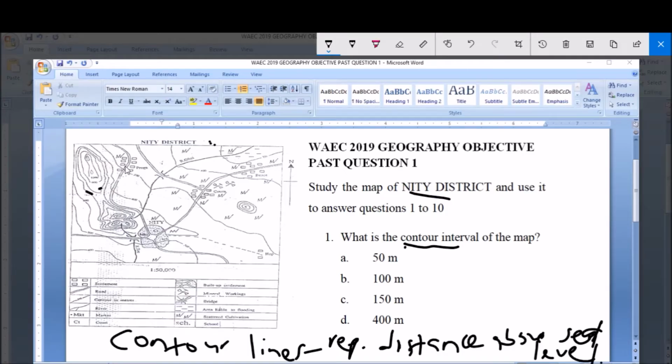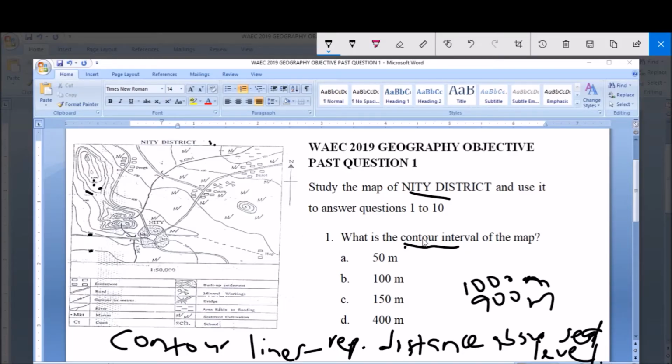So on each contour line you can see numbers present. On this one you have 1000, representing 1000 meters above sea level. On the next one you have 900, representing 900 meters above sea level. Progressively on this you have 500, and this you have 400.